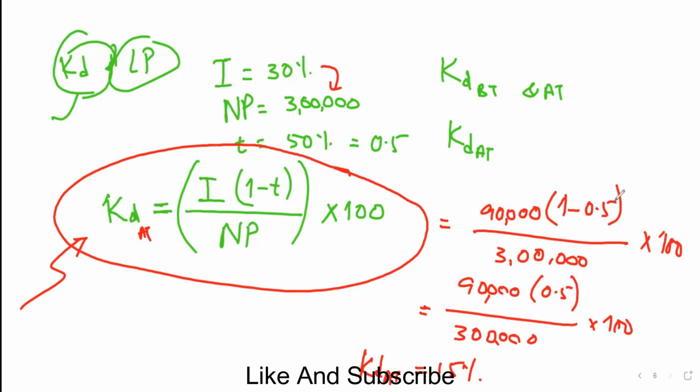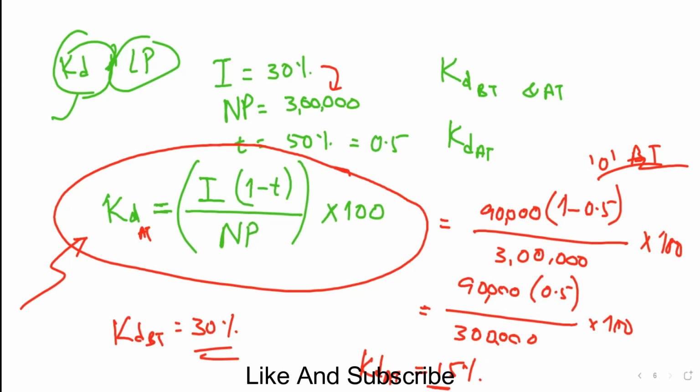Before tax means you put 0 here. Before tax means you put 0 before tax. It will be 30%. So cost of debt before tax is equal to, put 0 for tax: 1 minus 0 equal to 1. 1 into 90 is that. It's 30%. Am I right? Yes, sir. Have you understood now?